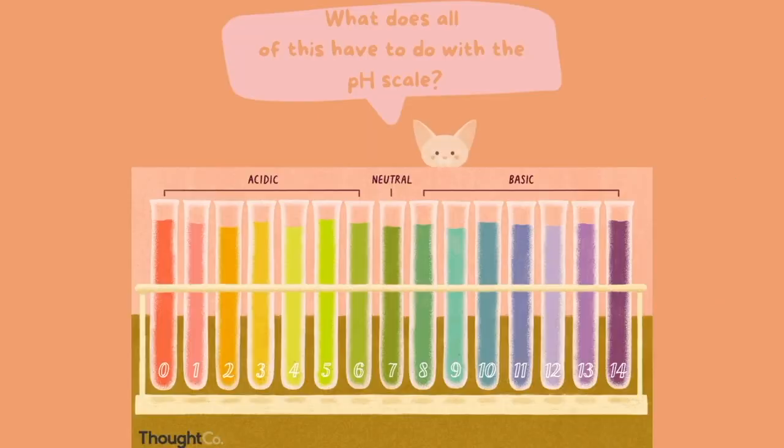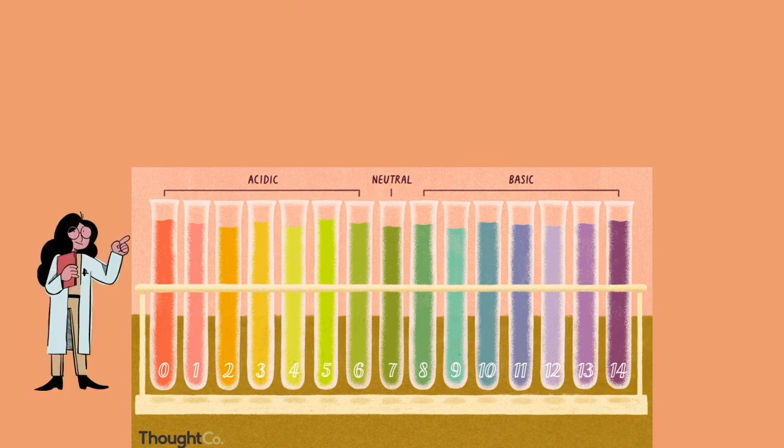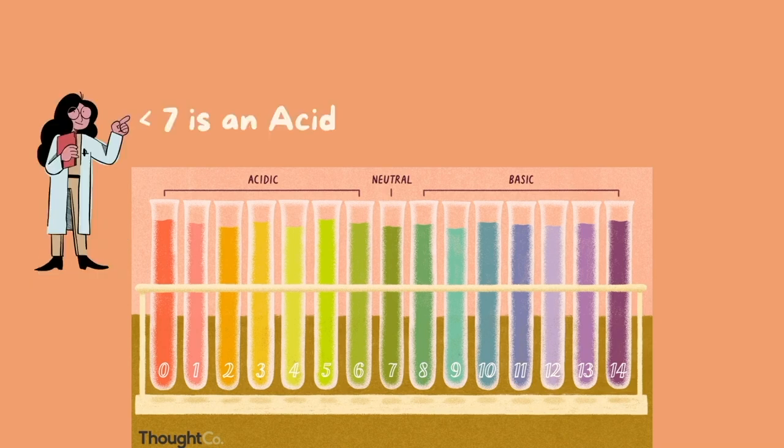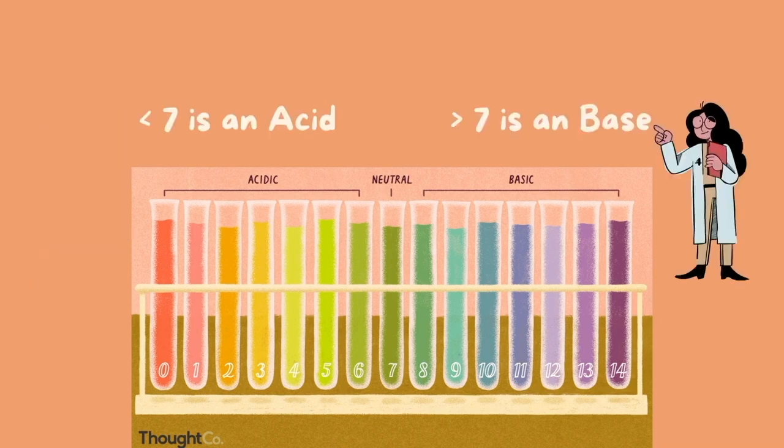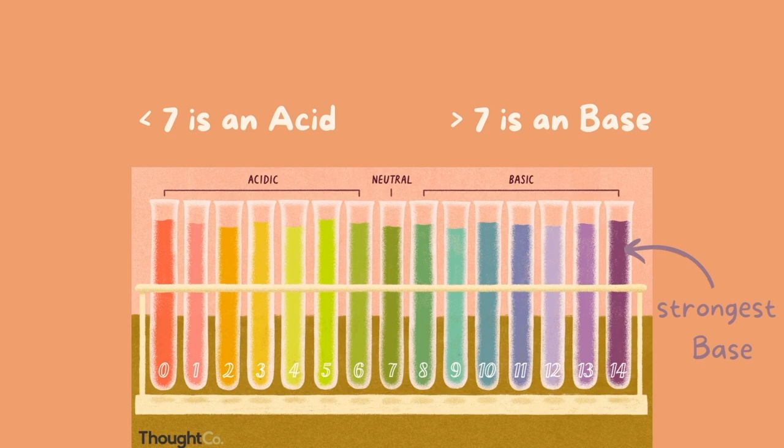Okay, so finally, what does all of this have to do with the pH scale? Well, the basics of the pH scale state that anything below 7 is an acid and anything above 7 is a base. And of course, 7 itself is neutral. The further you go up the scale and the higher the number, the stronger the base will be. And the lower you go on the scale and the lower the number, the stronger the acid will be.